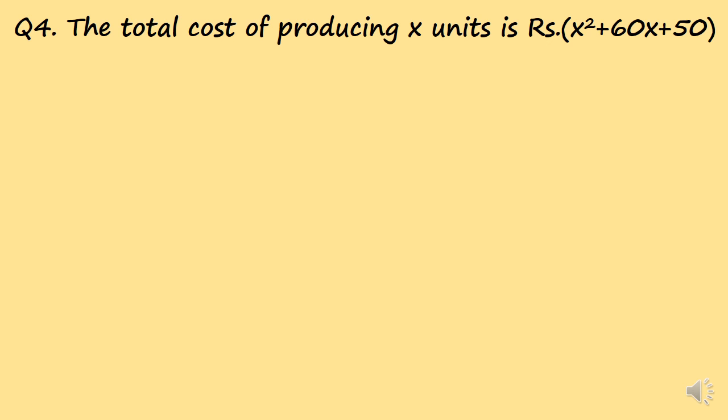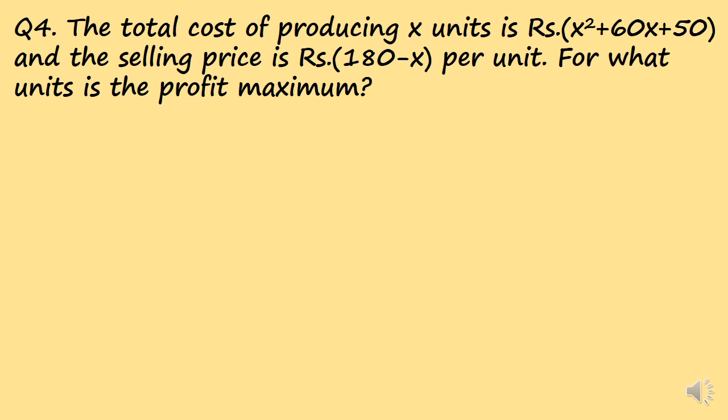Question 4. The total cost of producing x units is rupees x square plus 60x plus 50, and the selling price is given as 180 minus x per unit. They are asking for what units is the profit maximum. Again, as commerce students, you should consider that this sum is important because sums involving cost price, selling price, etc. are given more preference also in the board paper.